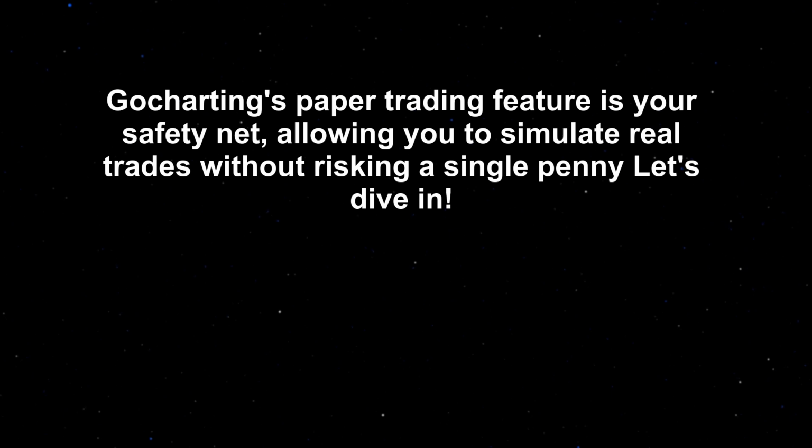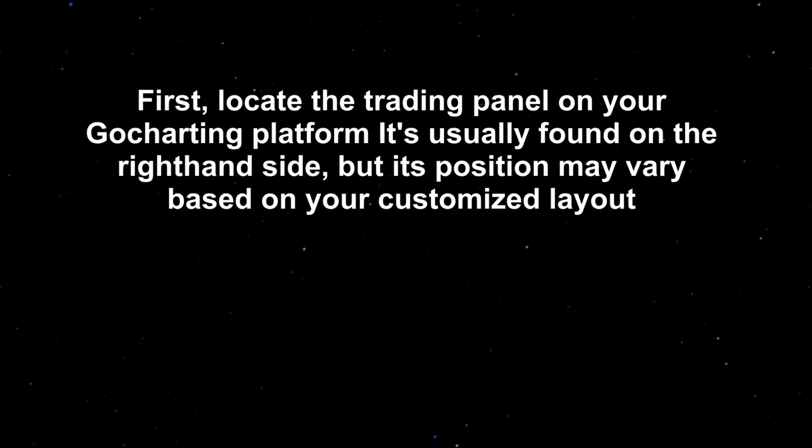Ready to conquer the stock market but terrified of losing your shirt? Gocharting's paper trading feature is your safety net, allowing you to simulate real trades without risking a single penny. Let's dive in. First, locate the trading panel on your Gocharting platform. It's usually found on the right-hand side, but its position may vary based on your customized layout.